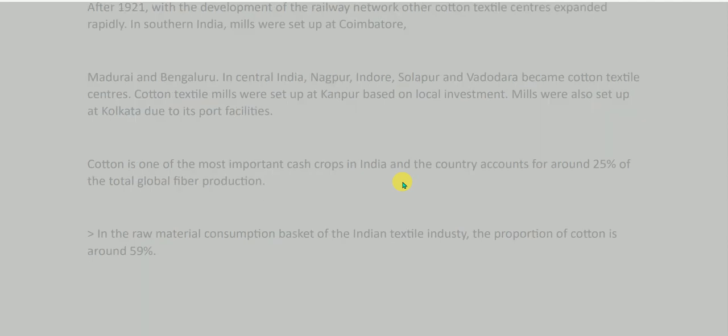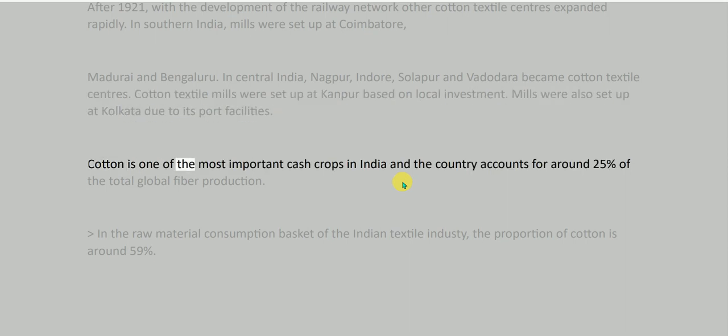After 1921, with the development of the railway network, other cotton textile centers expanded rapidly. In southern India, mills were set up at Coimbatore, Madurai and Bangalore. In central India, Nagpur, Indore, Solapur and Vadodara became cotton textile centers. Cotton textile mills were set up at Kanpur based on local investment. Mills were also set up at Kolkata due to its port facilities.